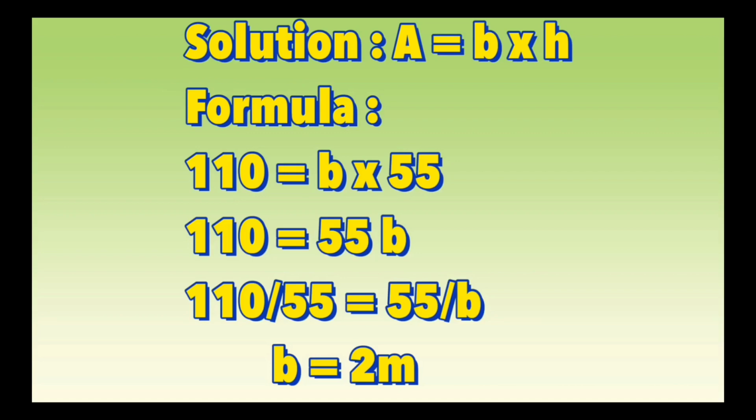Then we have to multiply it. B times 55 equals 55B, and the area, which is 110, we just bring down or copy. And then since we're computing for the value of B, we have to eliminate the 55 by dividing both sides by 55. So 110 divided by 55 equals 2. And 55 divided by 55 is 1, times B equals B. So the base now is 2 meters.